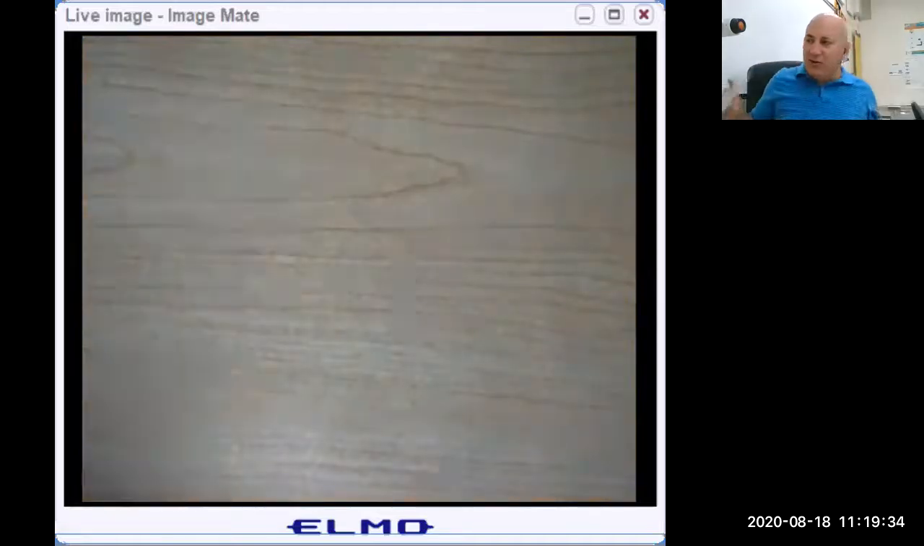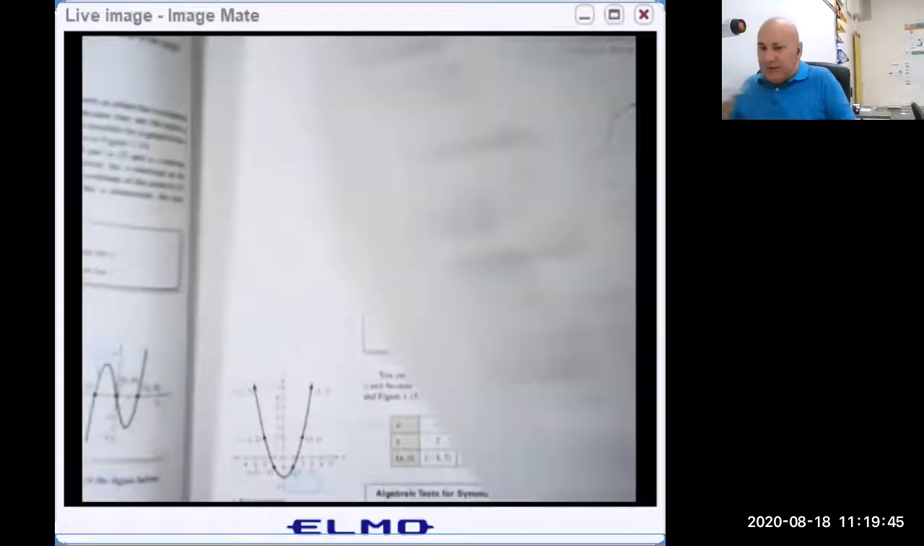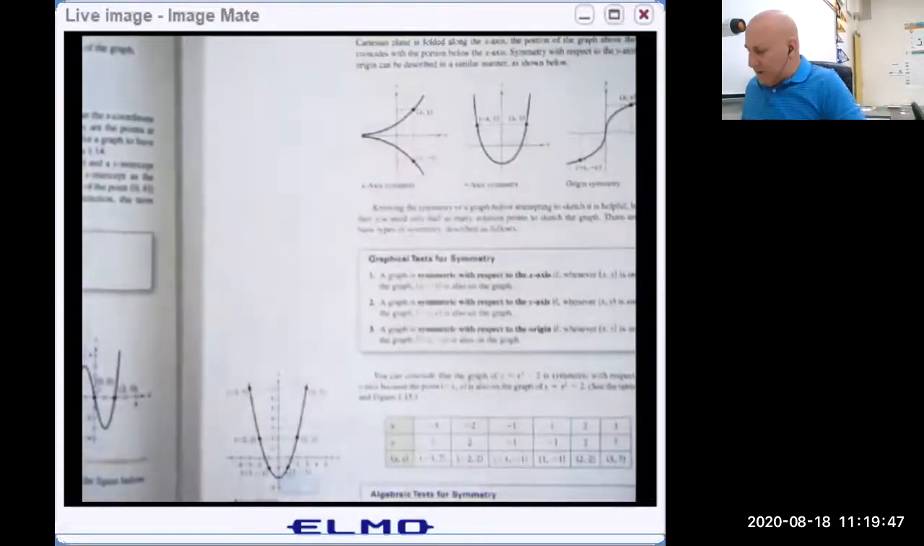On the bottom of page 15 of the current text that we're using, there are some tests you can use for those three different types of symmetry. Let's zoom in on that right now.